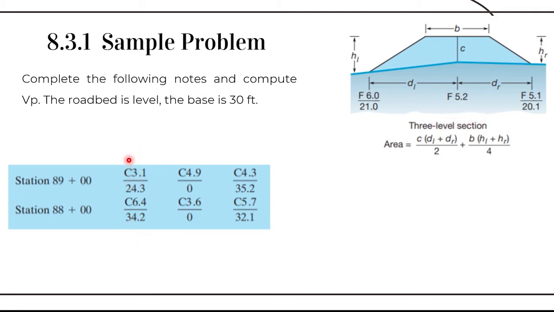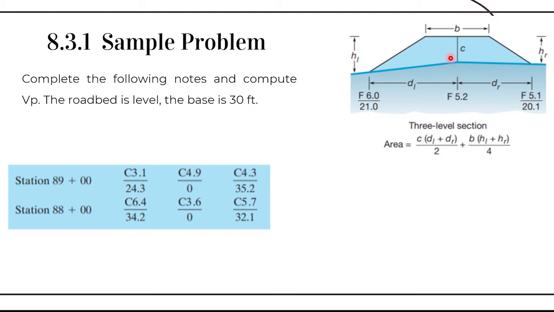This one here represents the left side of the cross-section. The values here represent the center, and the values on the right represent the right side of the cross-section. Now the values in the numerator represent the height. For 3.1, this is the height on the left side.